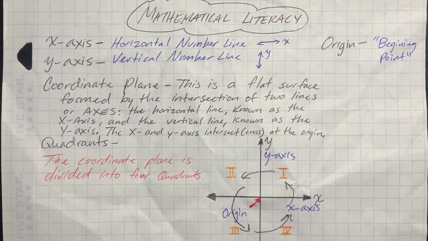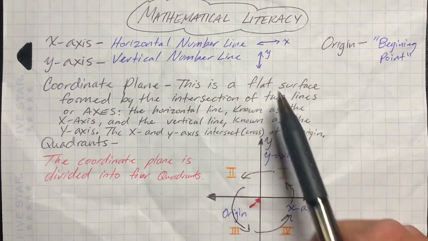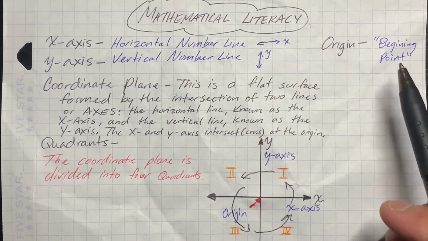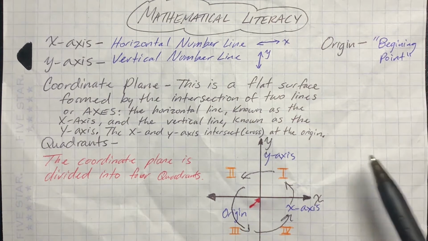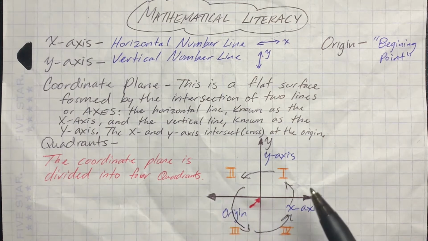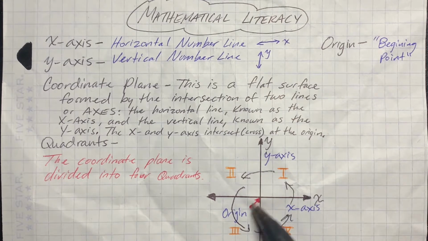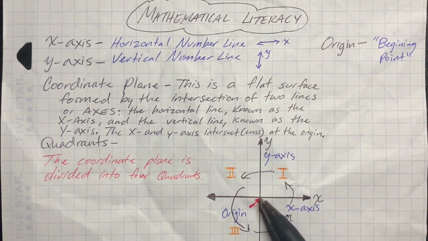Alright, for our mathematical literacy, we have the x-axis and the y-axis. Now remember that the x-axis is your horizontal number line, side to side, and the y-axis is the vertical number line, up and down. The origin is the beginning point, and that's where we always begin. A coordinate plane is a flat surface formed by the intersection of two lines or axes: the horizontal number line known as the x-axis and the vertical number line known as the y-axis. When the x and y axes intersect, where they cross at the origin, the beginning, we always start right here.